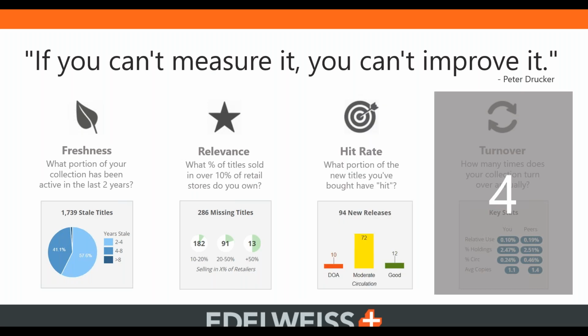Hit rate is what portion of those titles with a copyright date within the last 16 months that you have purchased have actually circulated. So are they circulating well, moderately well, and which titles haven't circulated at all?